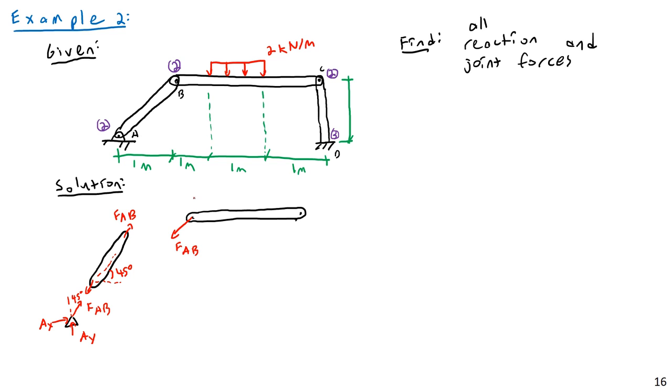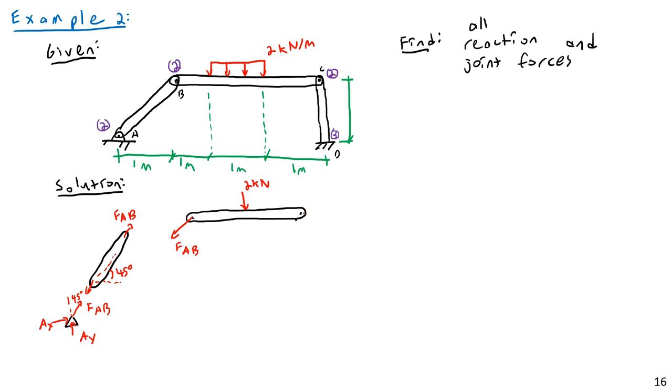Normally I'd have to show the X and Y force that is coming through this pin. But again, because this is a pin member, I can just say that there's a simple FAB. Then I'm going to show the distributed load. However, I'm just going to go ahead right now and replace that with a single equivalent point load. And the equivalent point load is going to be 2 kilonewtons per meter times the length of 1 meter, or simply 2 kilonewtons.